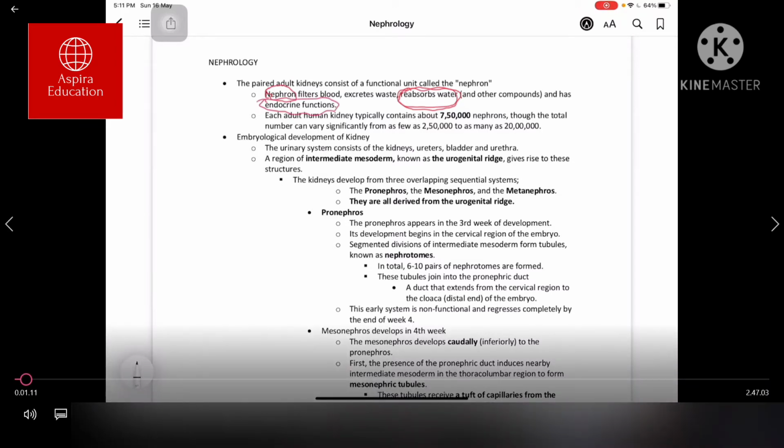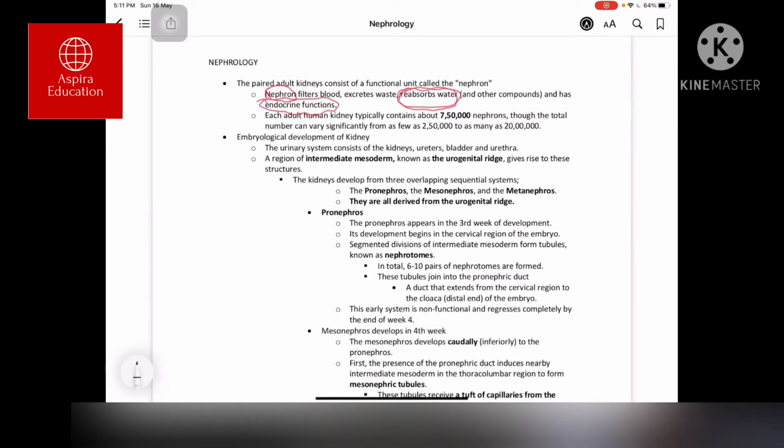Never forget that. So the kidney, coming down to its basic unit, is the nephron. It not only filters blood at the glomerular capsule, it excretes the waste, that is urea, creatinine, and so many acids, reabsorbs the water, and also secretes renin. Hence, it also has an endocrine function. Typically, there are around 750,000 nephrons, but the number can vary.